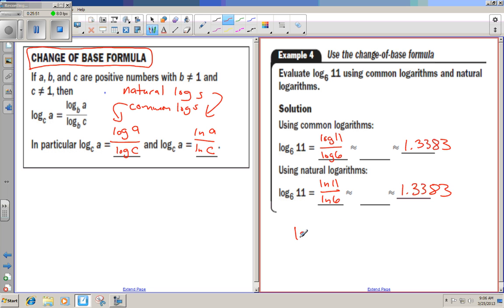Now in your calculator, this should be plenty for you to get the right answer. You may want to, at some point, depending on what's the numerator, put extra parentheses there, but you do not have to.